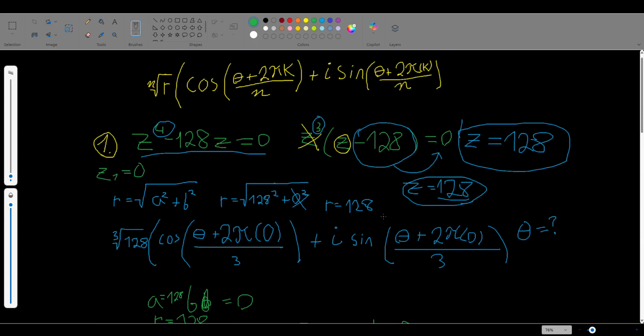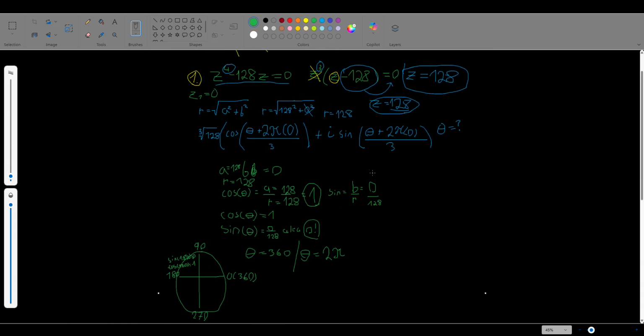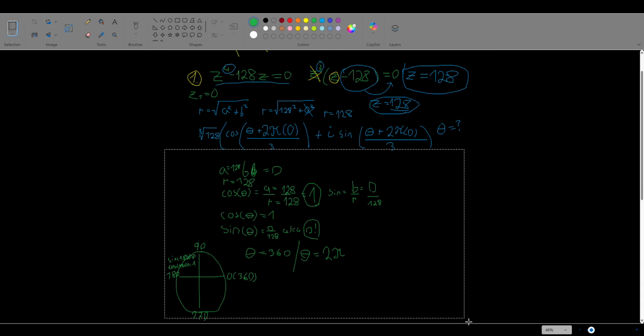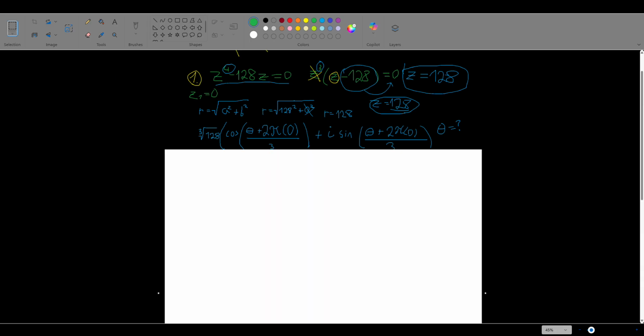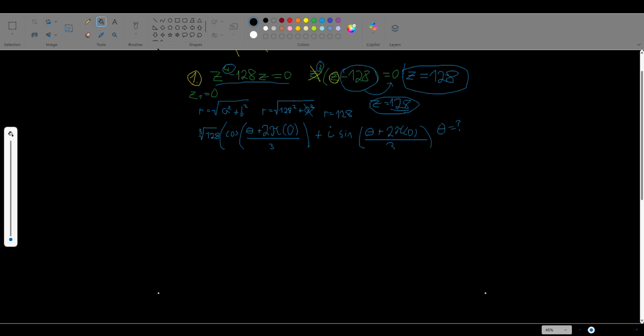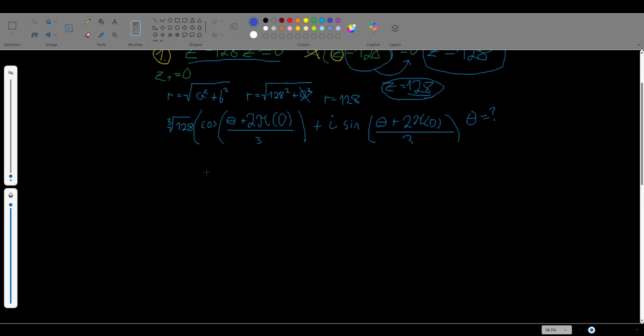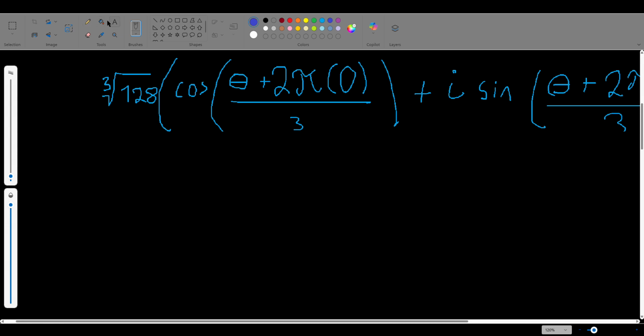So let's go back to our formula, okay? Make sure to save this or screenshot it if you need it. I'm going to delete it because I'm running out of room. So we've determined that our theta is going to be equal to 2 pi, so we just easily replace theta with 2 pi.